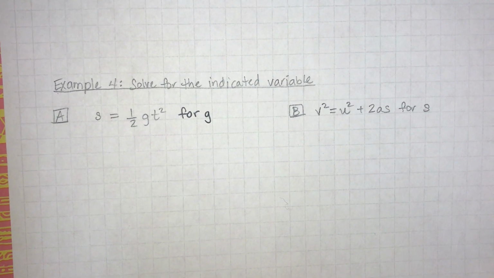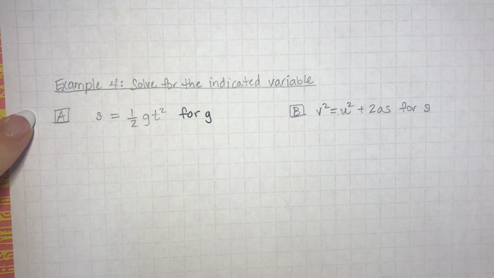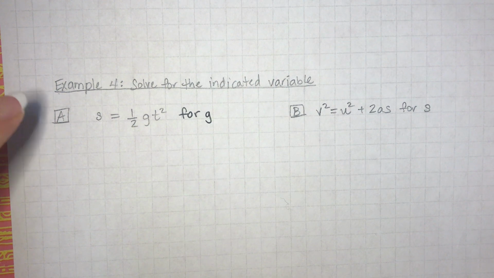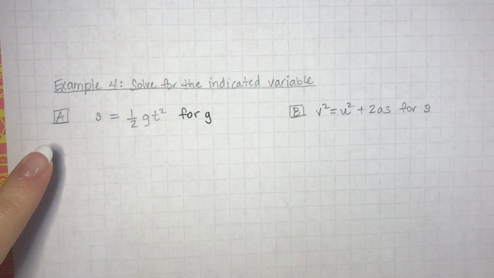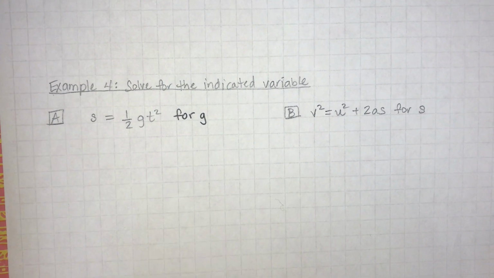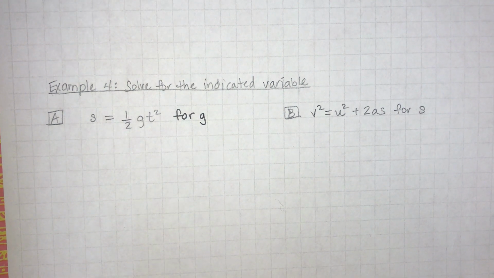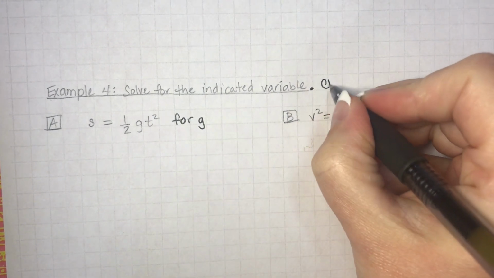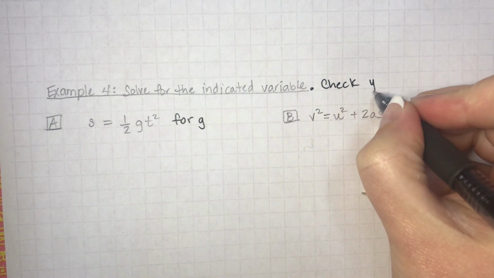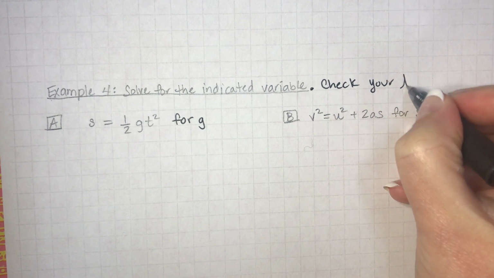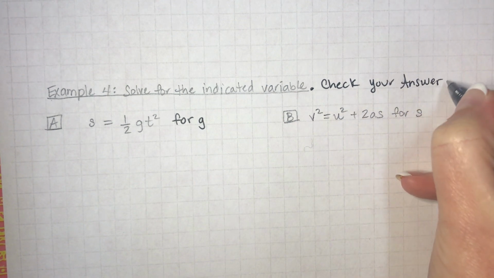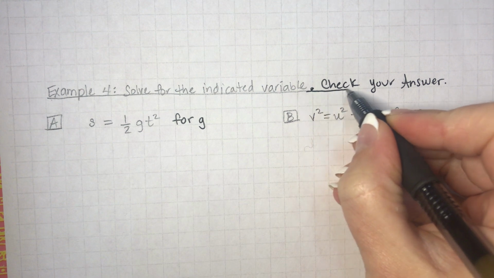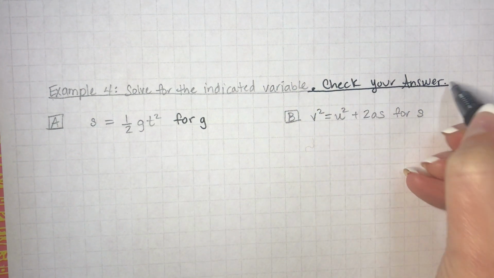All right, we're back to discuss example 4, solve for the indicated variable. I would like for you to solve A and B and try those on your own, okay? What we're also going to be doing is, I want you to write this in, check your answer. So we're going to solve for the variable and then we're going to check our answer. So go ahead and write that in.